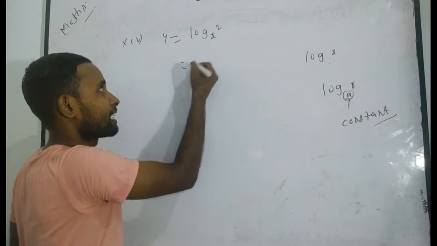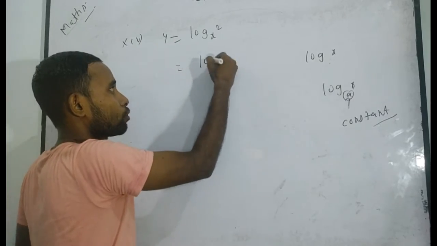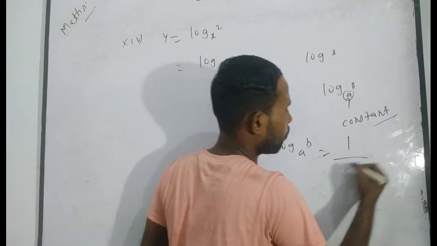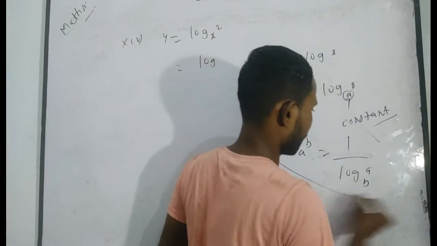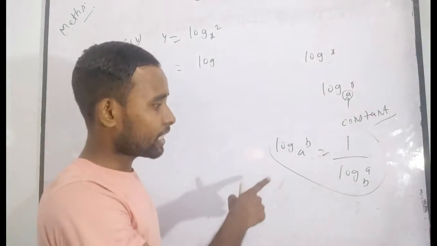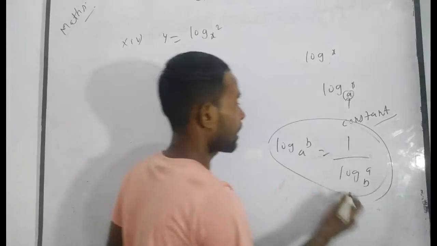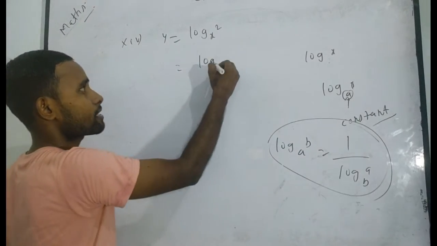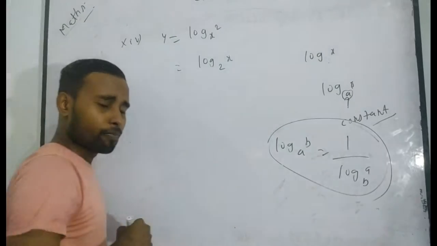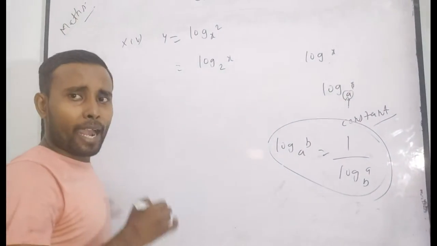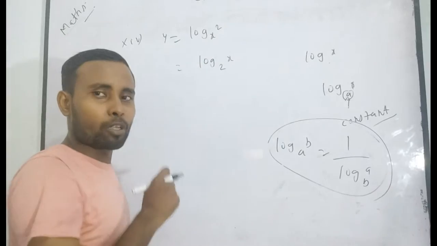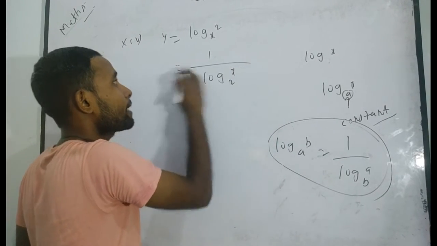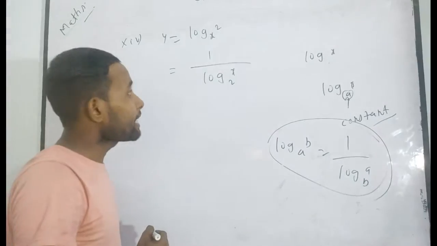Very interesting. See here. First of all, you have to use a log property. Can you write log b to the base a is equal to 1 upon log a to the base b? Be careful while using this property of logarithm. Log b to the base a is equal to 1 upon log a to the base b. In that case, it becomes simply log x to the base 2, but in which form? 1 upon log x to the base 2. It will be in this form.